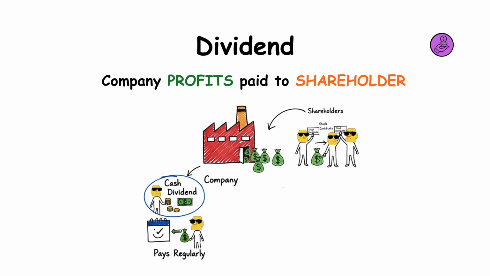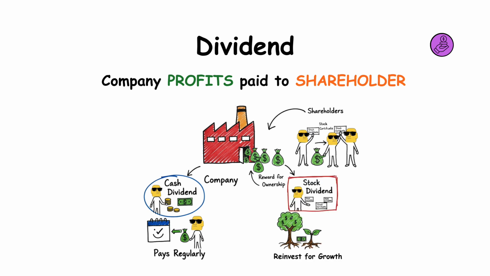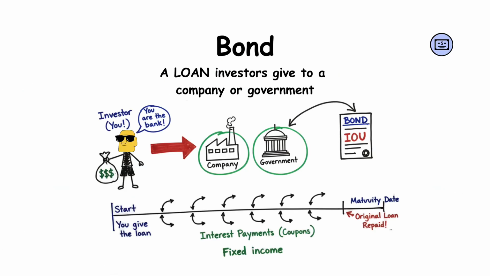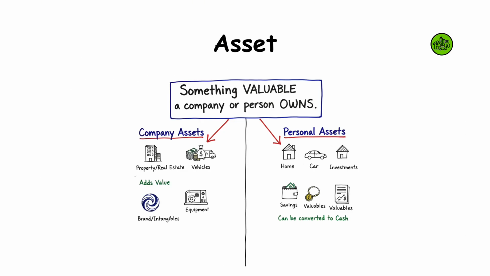Dividend. Dividends are company profits paid to shareholders. They can be in cash or extra shares. Some companies pay regularly, while others reinvest profits for growth. Bond. A bond is a loan investors give to a company or government. Asset. An asset is something valuable a company or person owns.